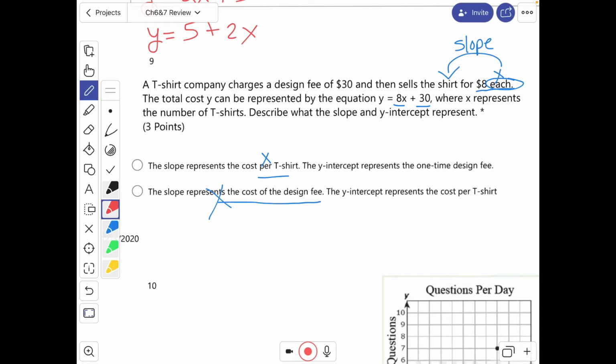We also need to look at the y-intercept. It represents the one-time design fee. I'm sorry, that's what the y-intercept is. The y-intercept always happens just once. It's the constant. The y-intercept only happens one time. So our choice is the first one.